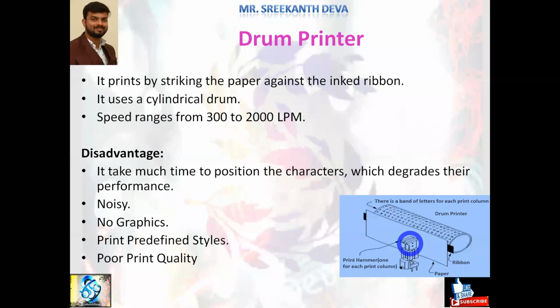What does this hammer do? These print hammers are located above the paper, opposite to each band of the drum. These hammers strike the paper along with the inked ribbon when the proper character on the drum comes at the printing position. This is the way it functions. The speed ranges from 300 to 2000 lpm, lines per minute.